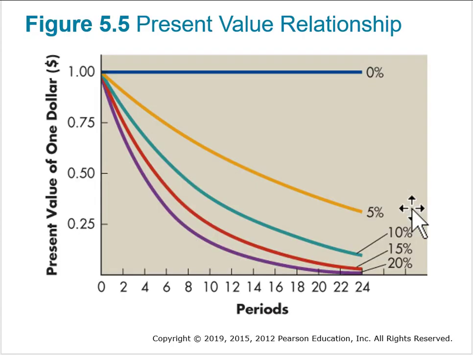Again, how does it work graphically? The longer the time frame, the less value there is with the dollar. So money that's farther out in the future is worth less than money today. And indeed, as interest rates rise, that value declines, but it declines at an exponential rate.